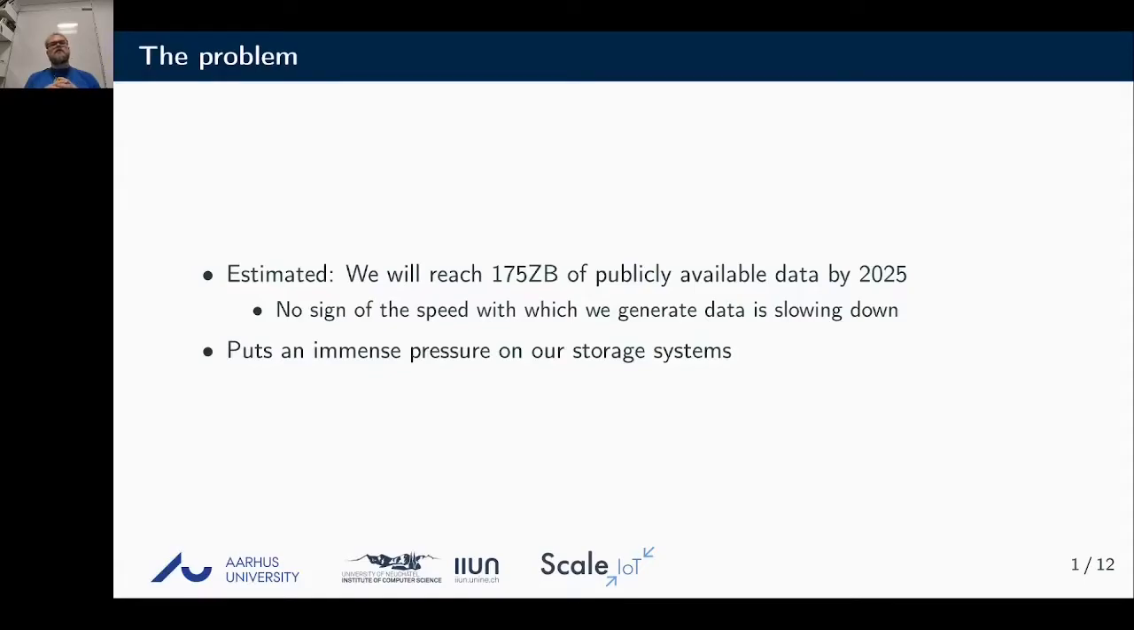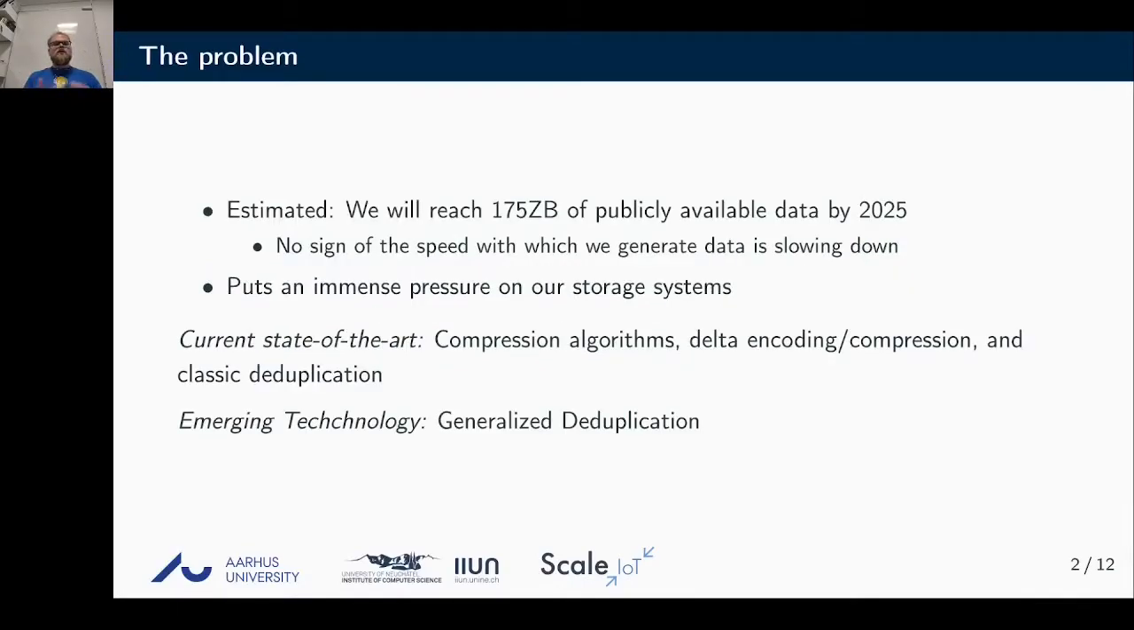system, and since some of this data has to be stored persistently, this means stored without any data loss or any corruption whatsoever, we have to look at technologies that can reduce the amount of data we store without losing data. Now, there do exist current state-of-the-art technologies for this, such as compression algorithms, delta encoding or delta compression, that's the same thing, just different names, and classic deduplication.